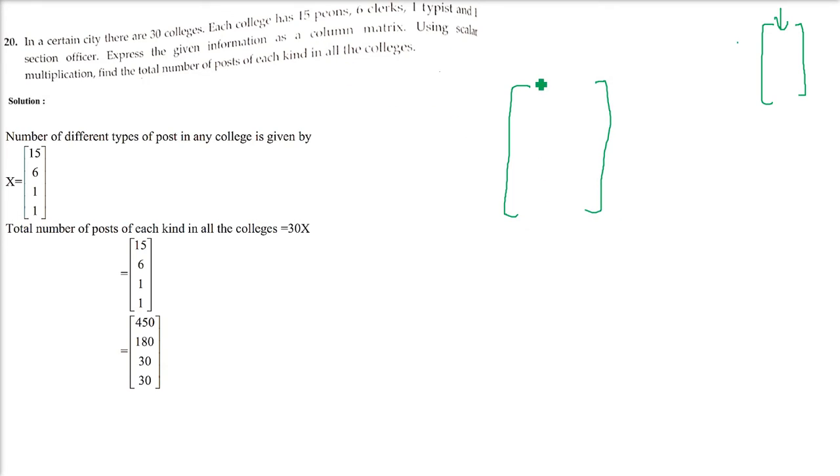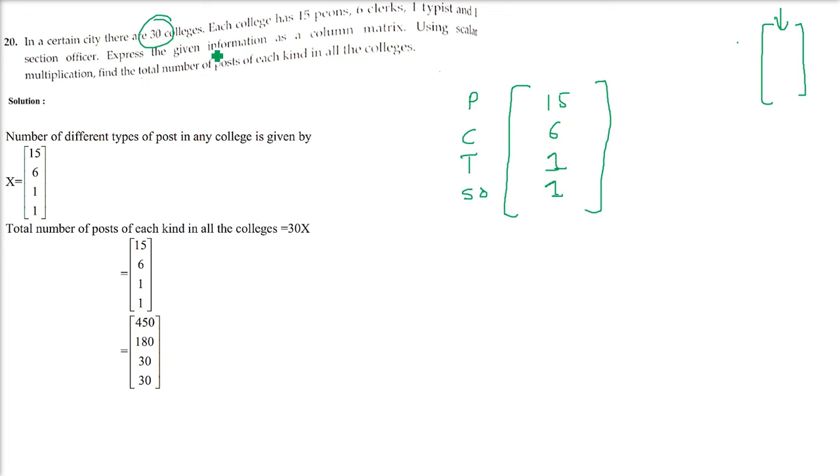15 peons, I'm just writing that. How many peons are there? 15. How many clerks? 6. How many typists? 1. How many section officers? 1. Okay. So this is the whole scenario of a column matrix.